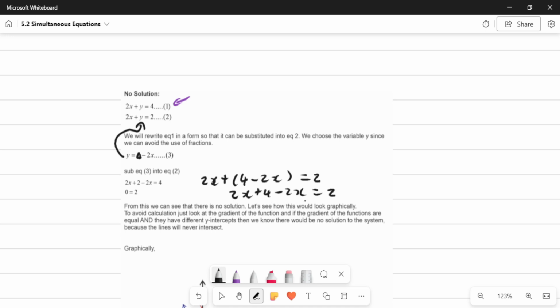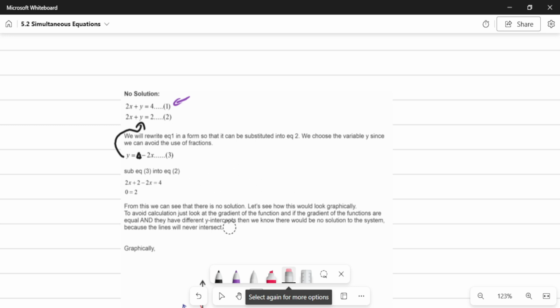The 2x and the minus 2x cancel, so therefore we're saying 4 is equal to 2. But we know logically that 4 cannot be equal to 2. So that's what you need to write: 4 cannot be equal to 2. So therefore what we're saying is we have no solution. From this we can see that there's no solution.